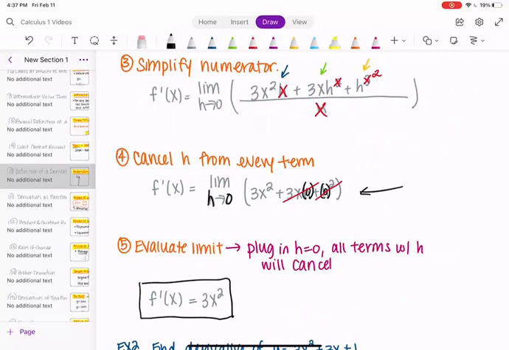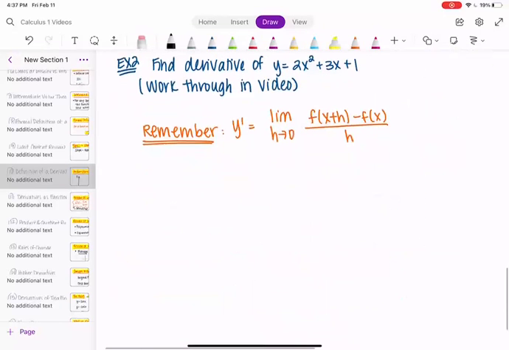And that's our derivative. So I wanted to work through an example together so you can kind of see the logic of how it goes, right?